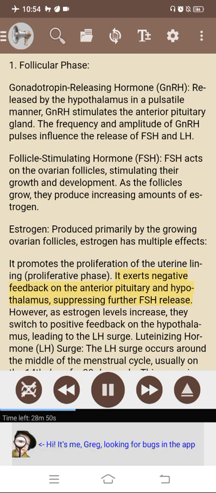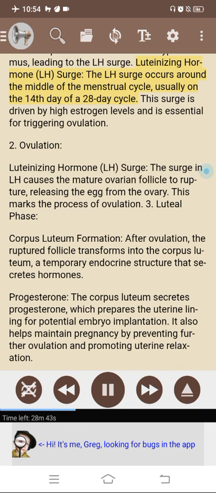It exerts negative feedback on the anterior pituitary and hypothalamus, suppressing further FSH release. However, as estrogen levels increase, they switch to positive feedback on the hypothalamus, leading to the LH surge. Luteinizing hormone (LH) surge. The LH surge occurs around the middle of the menstrual cycle, usually on the 14th day of a 28-day cycle. This surge is driven by high estrogen levels and is essential for triggering ovulation.